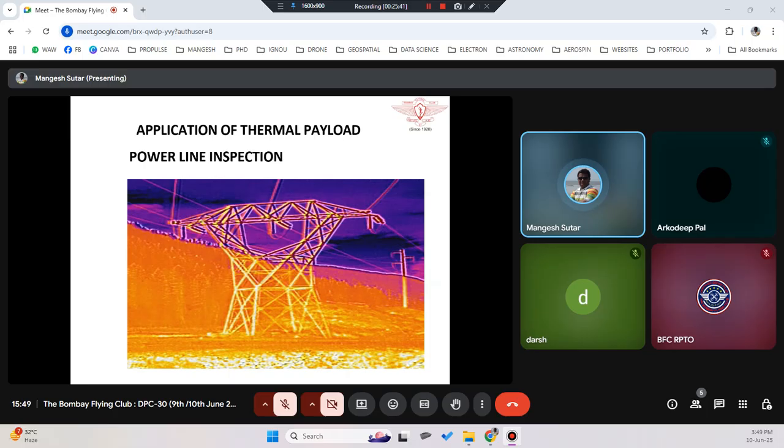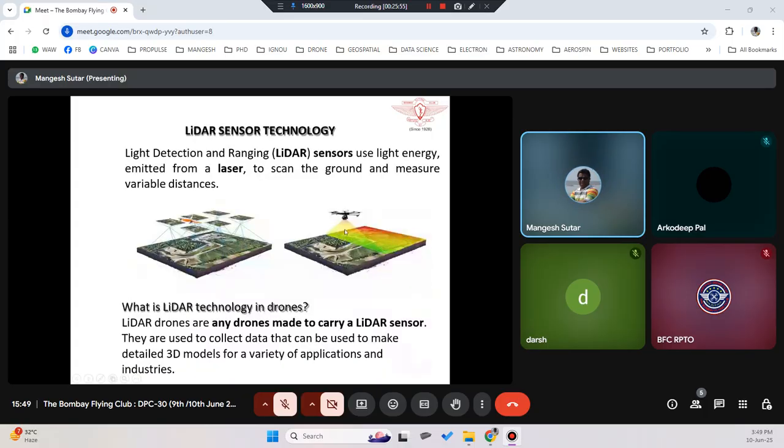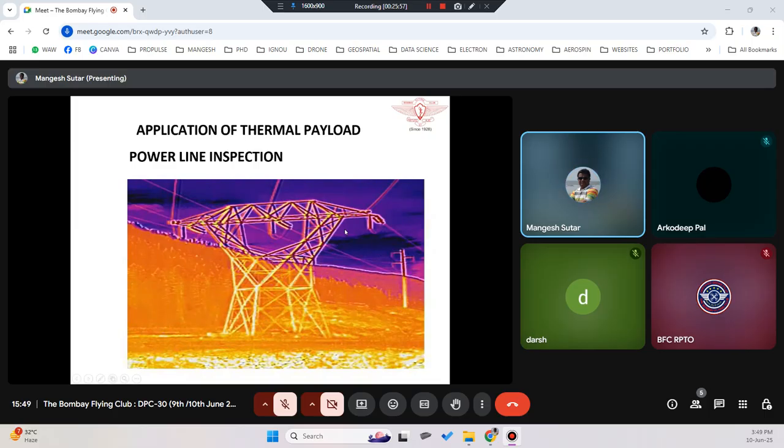Okay, so that's how we understood that by looking at the thermal images of the wire, we can tell what type of wire it is and how much heating is happening when power is transmitted on those wires. Okay, that is about the thermal payload.